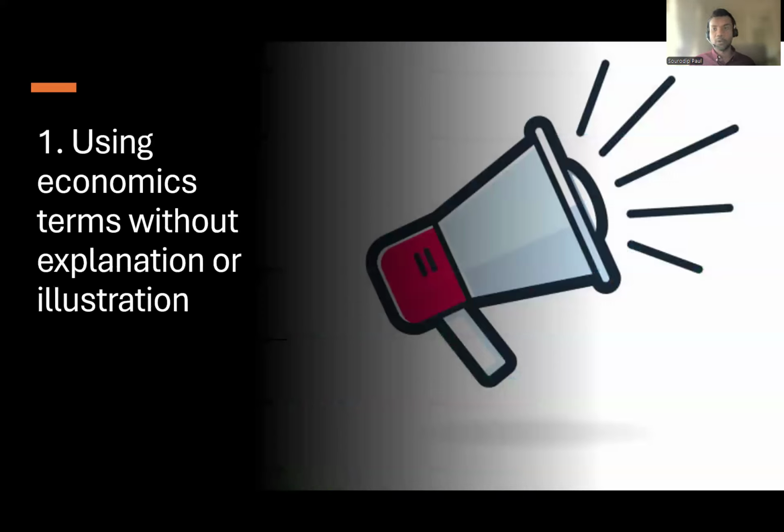The first one is something that you've probably heard either as feedback or given as feedback to someone else when you're judging, or you've just noticed it within an economics debate when you were debating, which is people tend to use economics terms without explanation or illustration. And I'm not a fan of that. Most judges are not a fan of that.